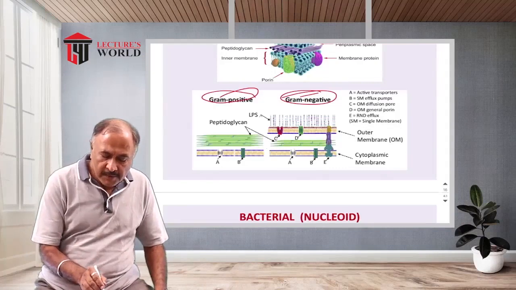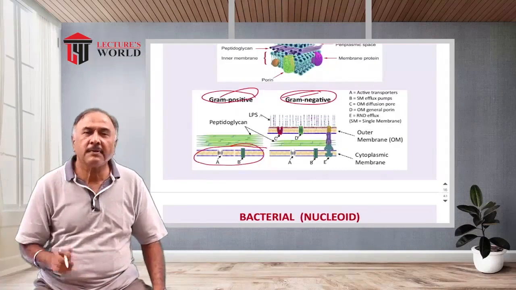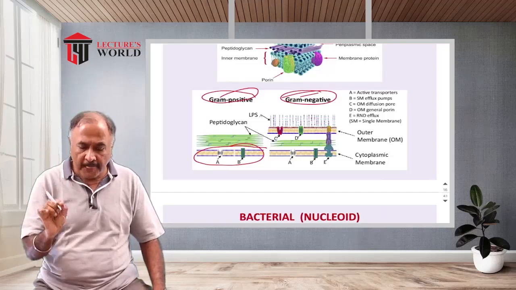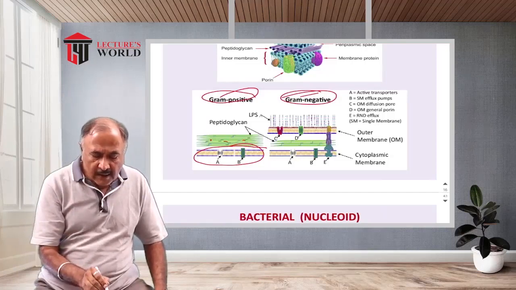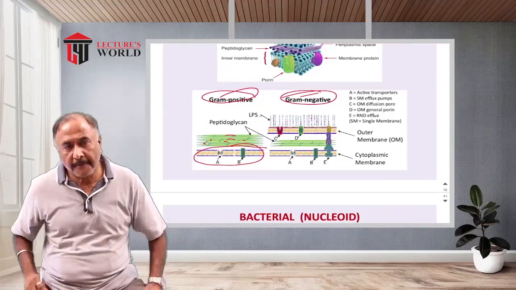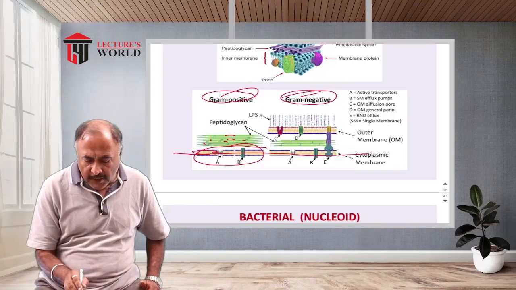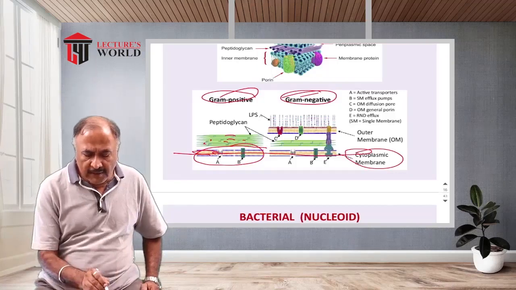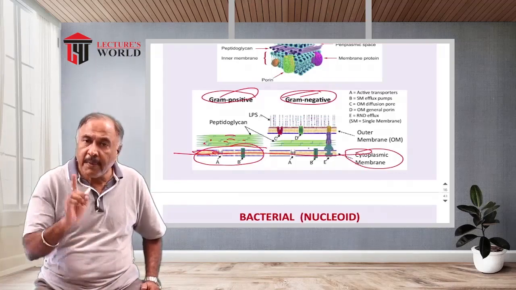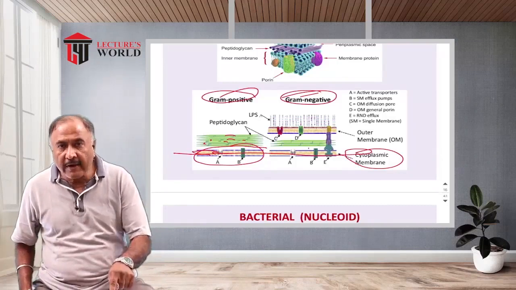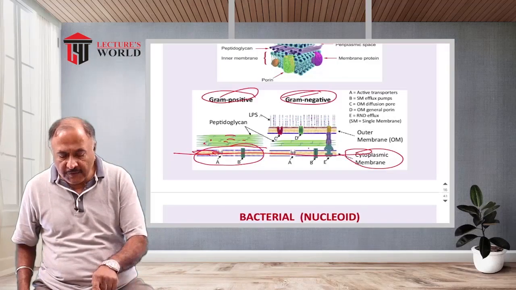And there is a little bit of what we call teichoic acids. These teichoic acids are attached with this peptidoglycan. The layer shown here is the cytoplasmic membrane, while this green layer is peptidoglycan. Now compare the figure. Peptidoglycan is thicker in gram-positive while it is thinner in gram-negative.